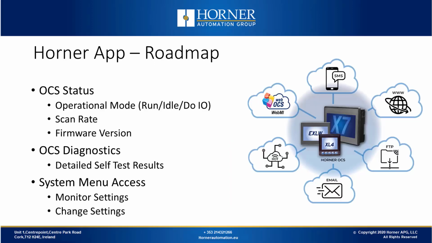Let us take a look at a roadmap of functions we are considering adding to the Horner app. We would like to add the ability to view the status for different OCS. Technical details such as run mode, stat mode of the controller, and scan rate would be featured. We would like to add diagnostics of each OCS, including detailed self-test results. We would also like to add the parameters that are typically accessed over a system menu to the app.